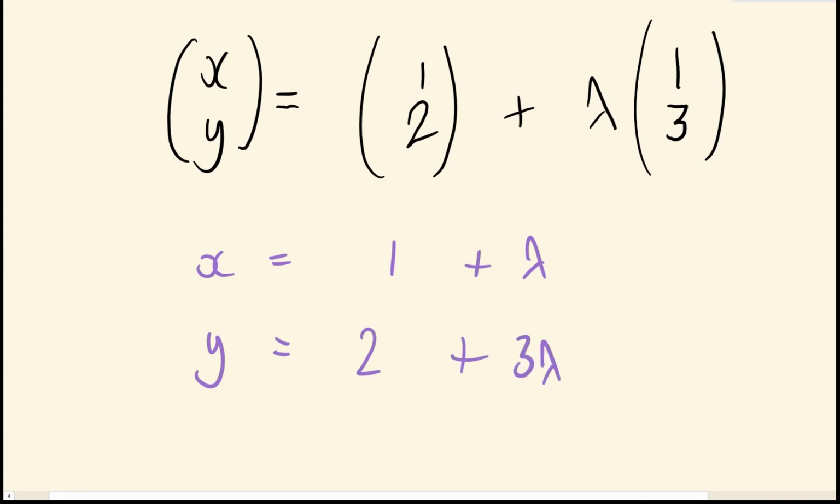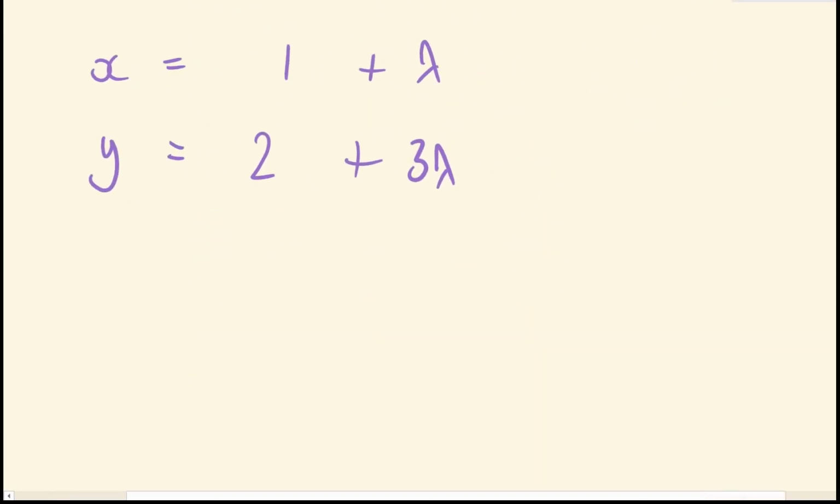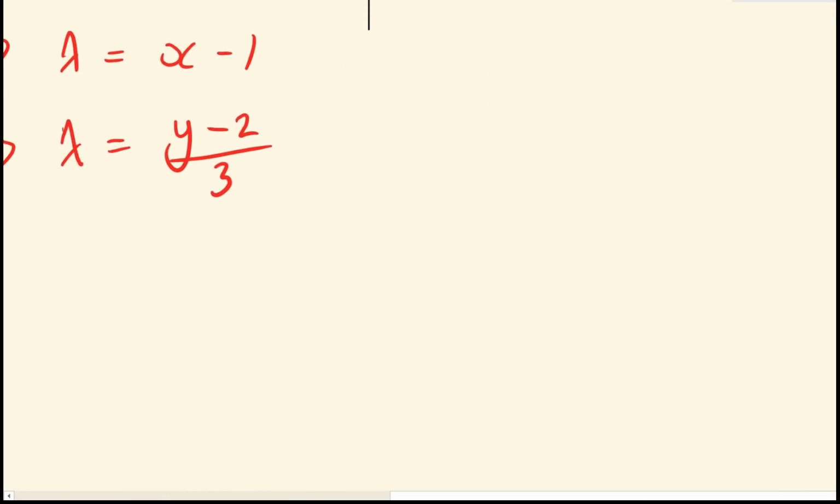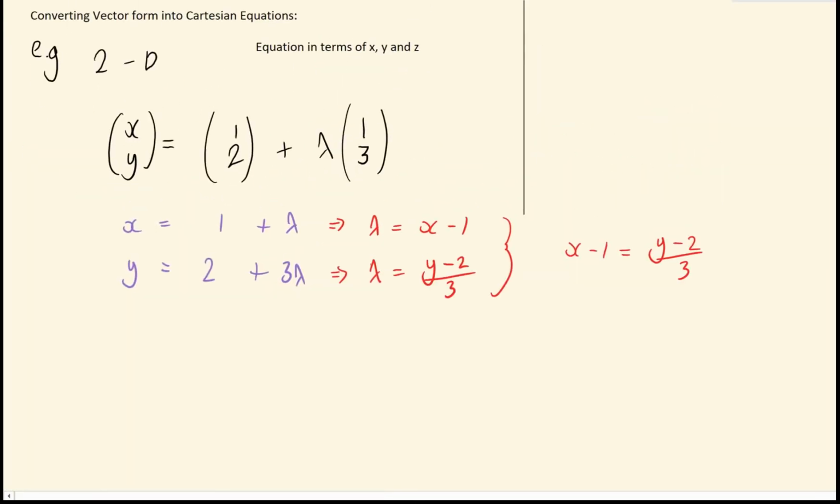Then we're going to rewrite it so that we get lambda equals something. Doing that for the x coordinate, we get that lambda equals x minus 1. Doing that for the y coordinate, we get lambda equals y minus 2, all over 3. Now we've got two equations, both saying what lambda equals, so we can combine those together to say that x minus 1 must equal y minus 2 over 3. And now we have an equation that is just in terms of x and y with no lambdas present.